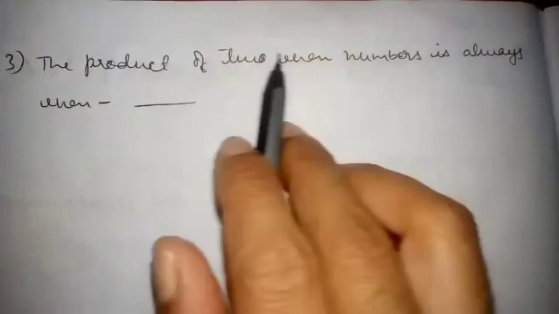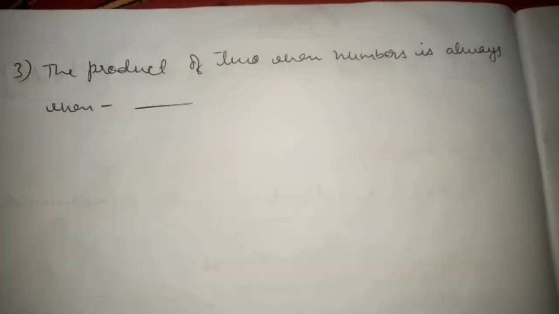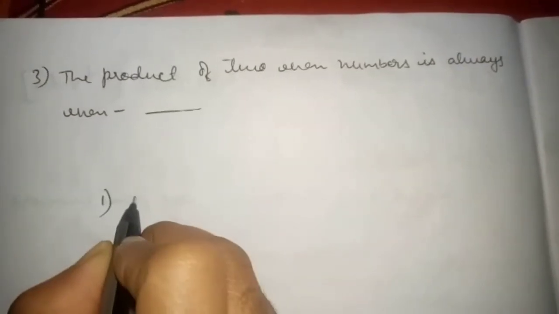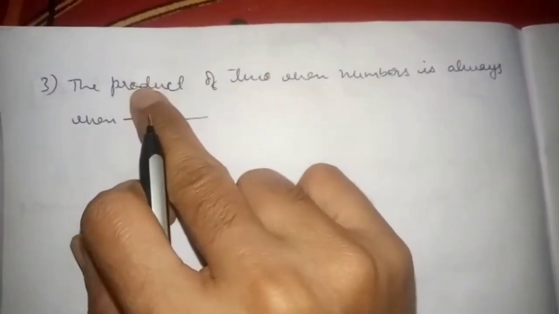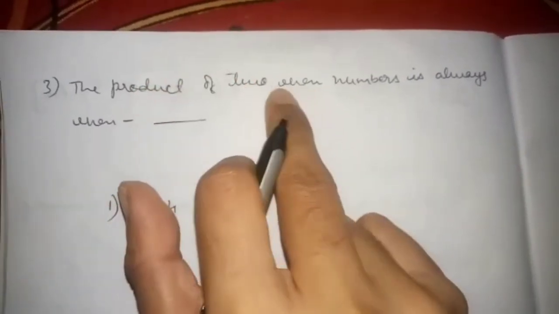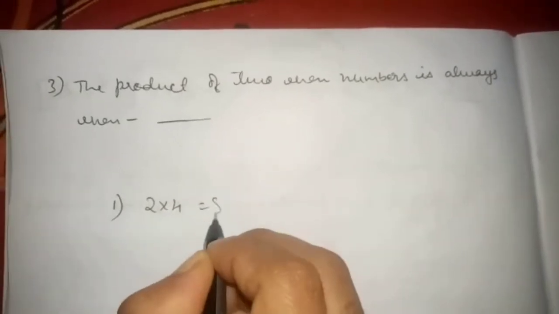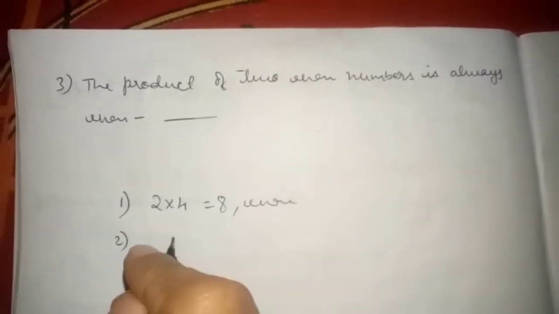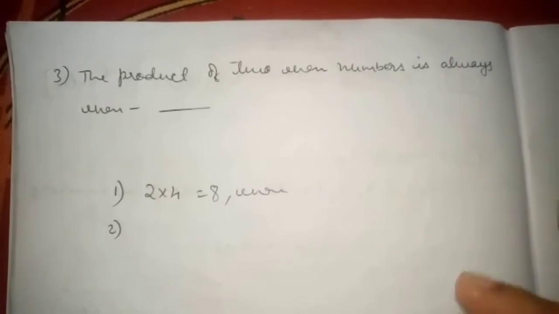Third question: the product of 2 even numbers is always even. This also we will check with some examples. I'll take the first example: 2 and 4 are even numbers, right? Take their product. Product means multiplication; sum means addition. So the multiplication of 2 even numbers: 2 and 4 are even numbers, right? 2 4s are 8. You got even. Then we'll take one more example. Always, when you want to find the answer, don't take only one example. Take 2.